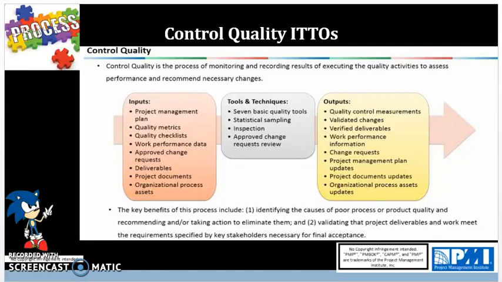So the key benefit of this process is it includes 1, the identification of the causes of poor process or product quality and recommending and or taking action to eliminate them, and 2, validating that the project deliverables and work meet the customer requirements and stakeholder requirements needed for final acceptance.